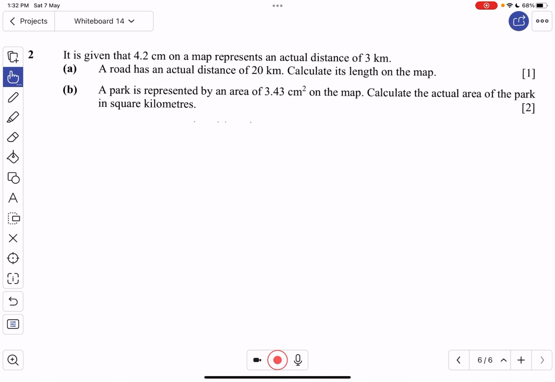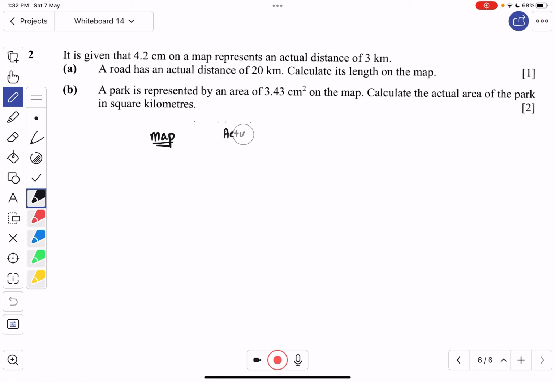Now, given that 4.2 cm on the map represents an actual distance of 3 kilometers. Now, if a road has an actual distance of 20 kilometers, we want to calculate the length on the map. So how we go about doing this is usually we will write down the two columns, one for the map and one for the actual.